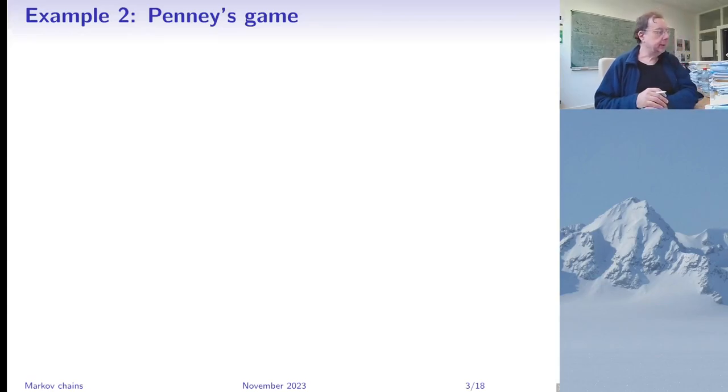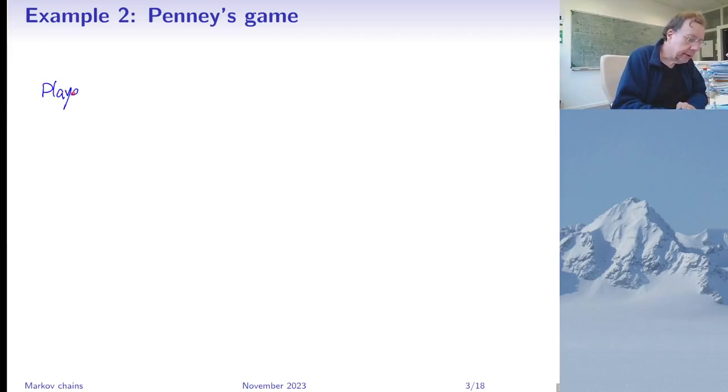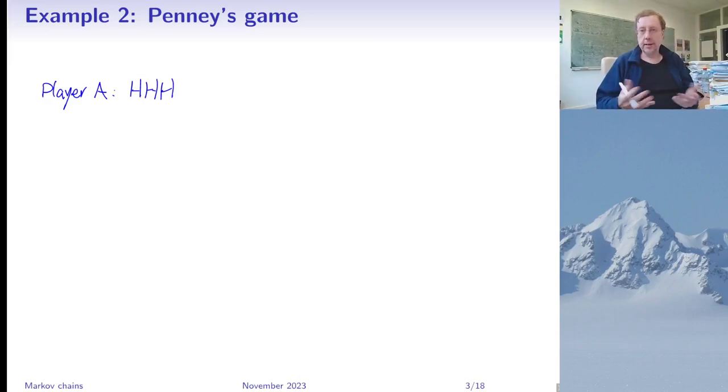So let me discuss a second example, which is called Penney's game. So in Penney's game we have 2 players that throw an unbiased coin, so it's a version of head and tails. But the difference with the usual head and tails is that each player chooses a sequence. So let's say that player A chooses the sequence 3 heads in a row. So they can also choose the length of the sequence, but now let's assume that the length is 3.